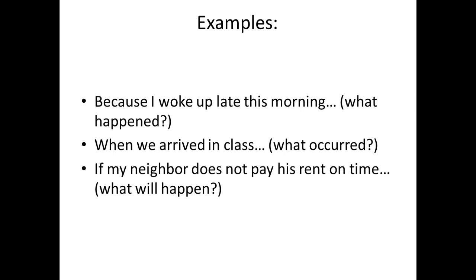When we arrived in class, the word when is showing that there occurred something. So what occurred? Meaning is yet incomplete. If my neighbor does not pay his rent on time, then what will happen? So, because, when, if, these are dependent markers. Marker means these are the words that signal that there is yet another sentence to give meaning for its completion.